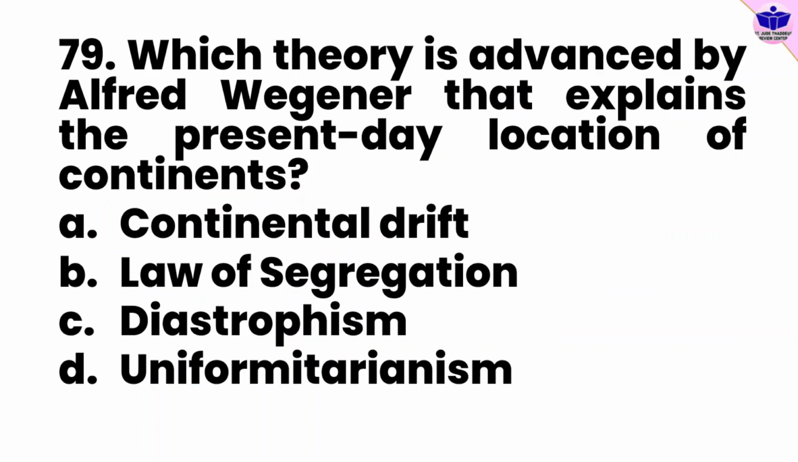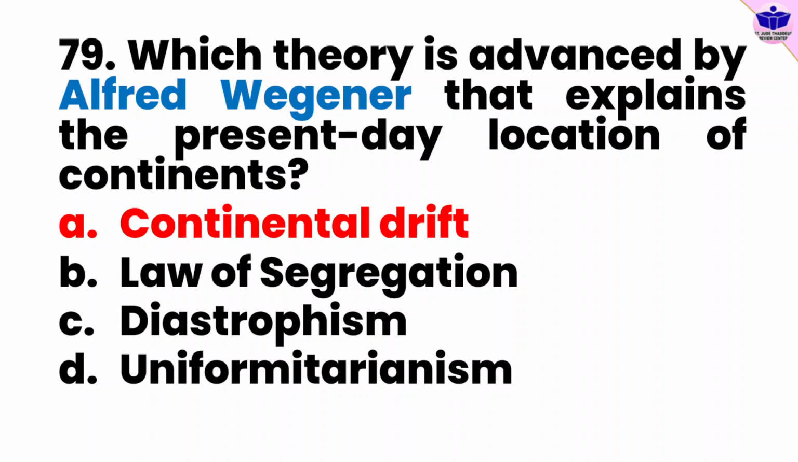Number 79. Which theory advanced by Alfred Wegener explains the present day location of continents? A. Continental drift, B. Law of segregation, C. Diastrophism, or D. Uniformitarianism? So, what's the theory of Alfred Wegener? Answer is letter A. Continental drift.